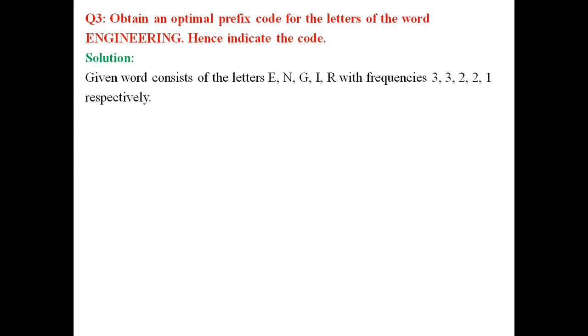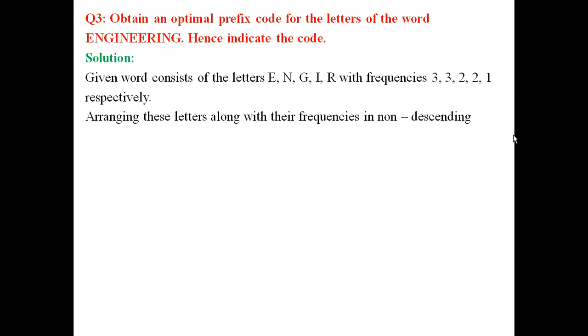The given word consists of the distinct letters that exist, which we are writing here: E, N, G, I, R. These have the frequencies 3, 3, 2, 2, 1 respectively. Means E is occurring 3 times; we can see E occurring 3 times in the word. N is occurring 3 times, N here, and then at the end here. We have G occurring 2 times in the word engineering, and we have I occurring 2 times. Finally, the letter R is occurring 1 time.